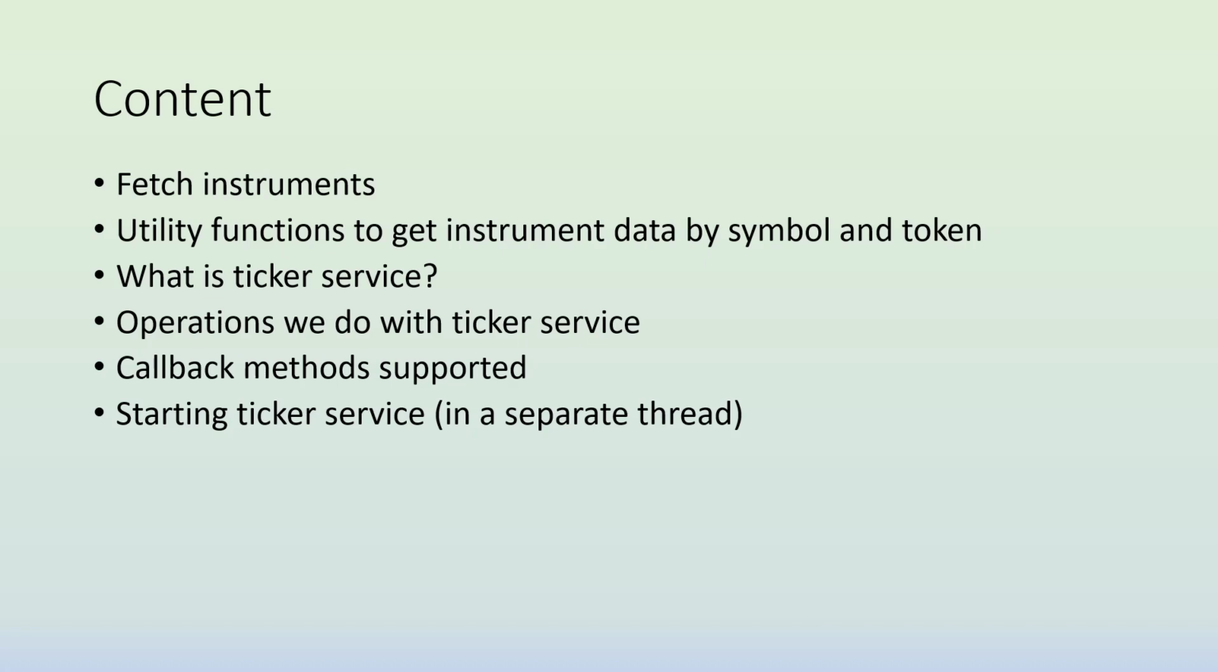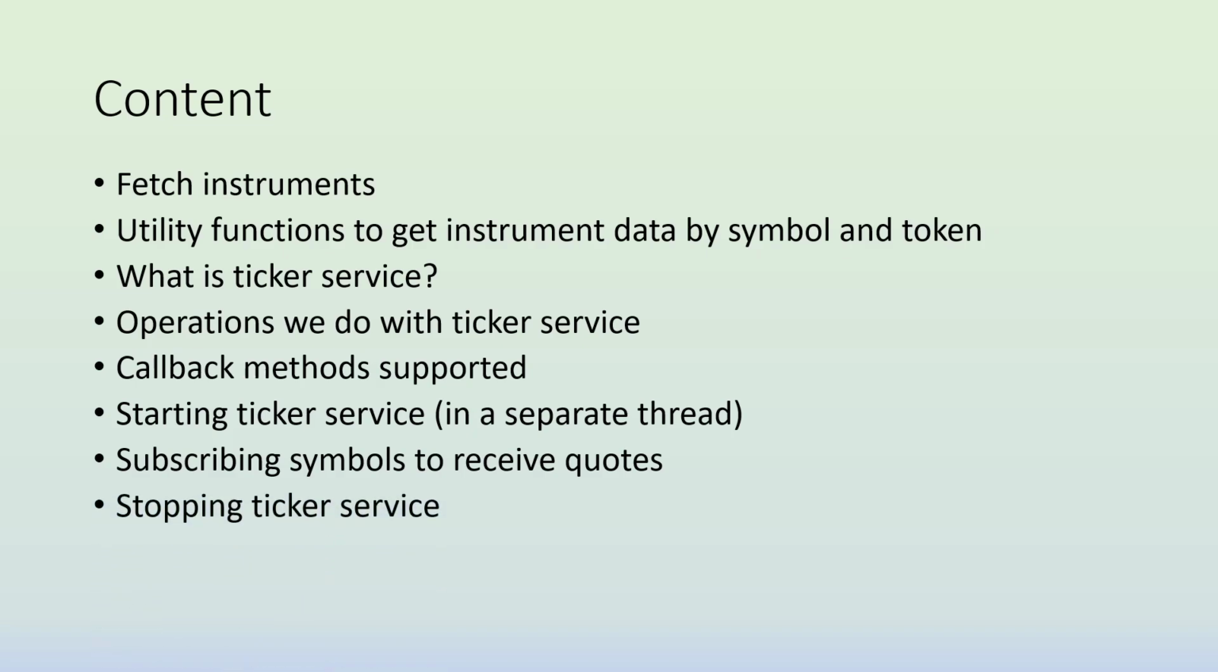I'll show you how we do it in the coding. After starting the ticker service, we need to subscribe the symbols to receive the quotes. Let's say you're interested in 10 symbols: SBI, Reliance, Bajaj Finance, ITC, Marico, etc. Just get the symbol tokens for those trading symbols and then subscribe to receive quotes after the ticker service is started. Whenever you want to stop the ticker service, just stop it. Then you stop receiving the quotes for all the subscribed tokens.